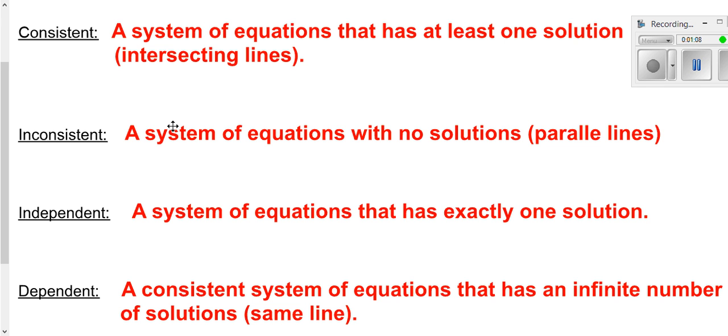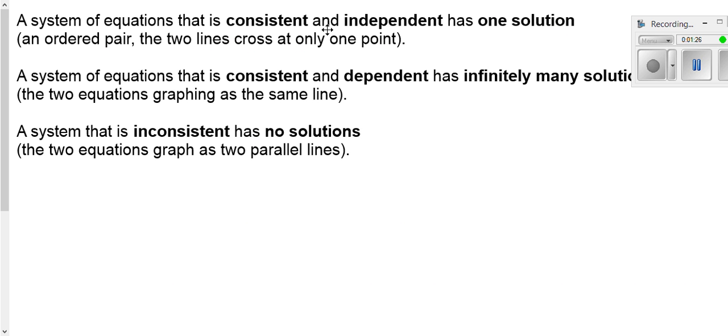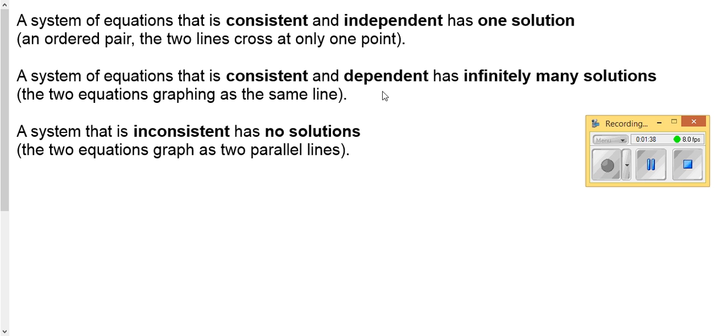Now, systems of equations can be consistent and independent, or they can be inconsistent, or they can be consistent and dependent, meaning the same line. So, if two lines are consistent and independent, they cross at one and only one point. It means we have two totally separate lines that cross once. If two lines are consistent and dependent, they are the same line. They have infinitely many points in common. Or if the two lines don't cross at all, they have no solution and they are inconsistent.